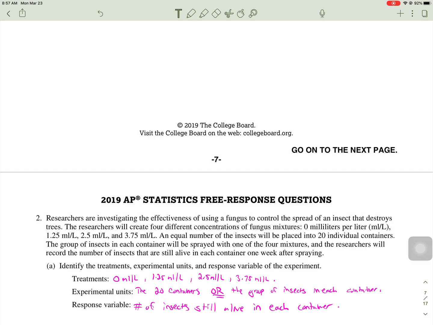Response variable is also something that we make a mistake with. If you say the number of insects still alive and stop, that is incorrect. It is the number of insects still alive in each container. You're measuring in the containers how many insects were alive.